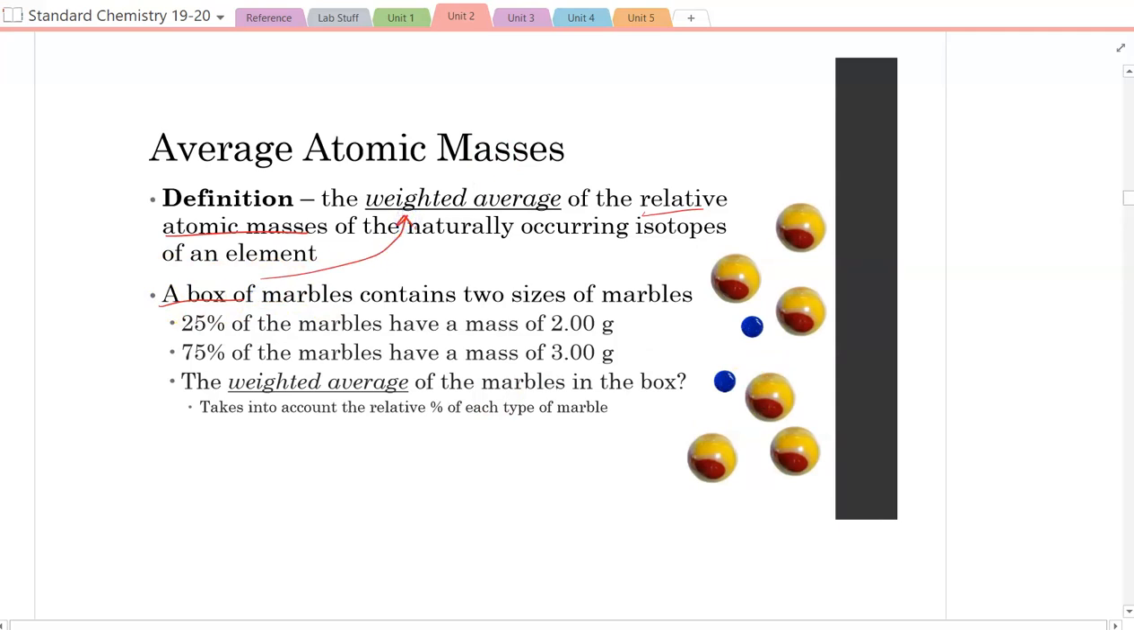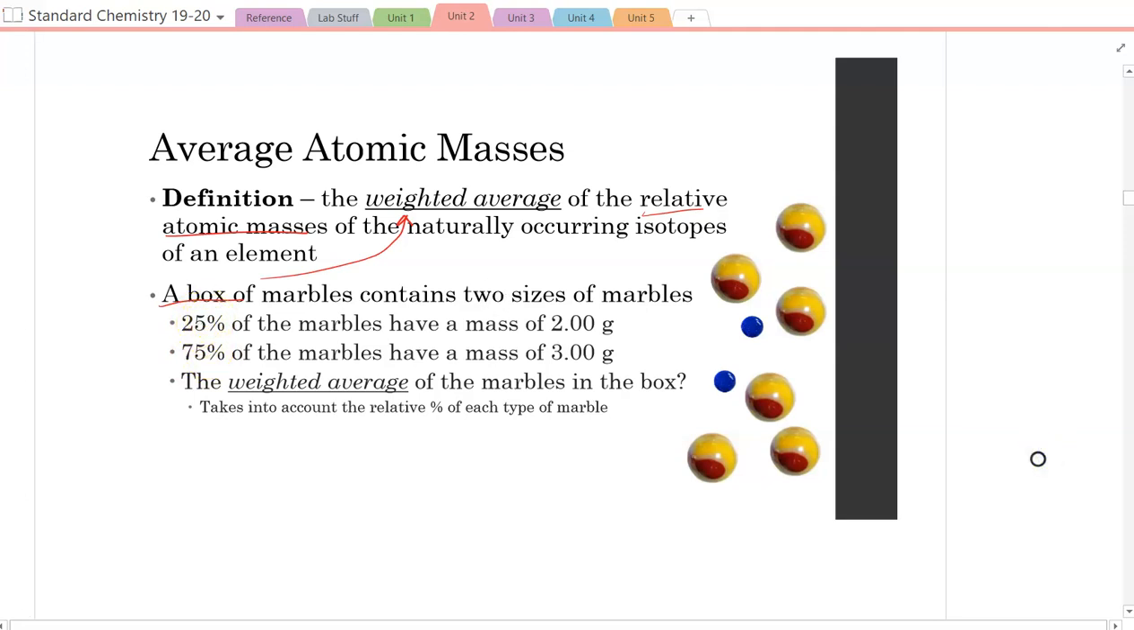What's a weighted average? So there's a box of marbles, containing two sizes. 25% of the marbles have a mass of 2 grams, so maybe these smaller blue ones. The 75% of the marbles, these bigger yellow, red ones, have a mass of 3 grams. So what's the weighted average of the marbles in the box? I hope you recognize here that I can't just take an average simply by taking 2 plus 3, dividing it by 2, because there are different numbers of each of them. There's a lot more of the heavier ones, a lot less of the smaller, lighter marbles.